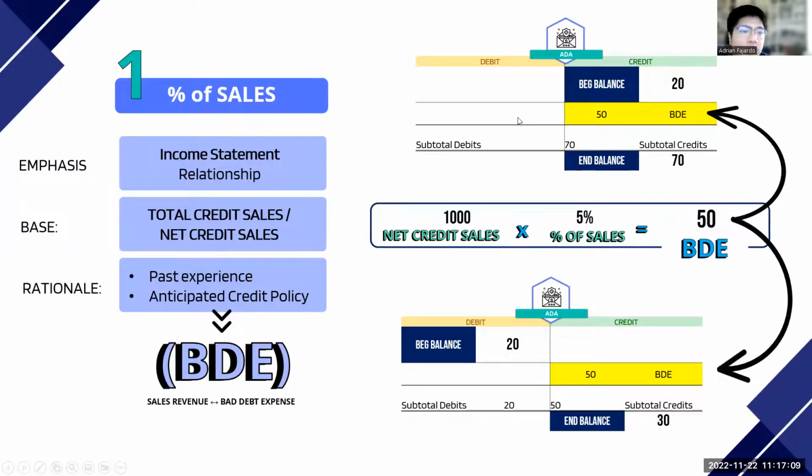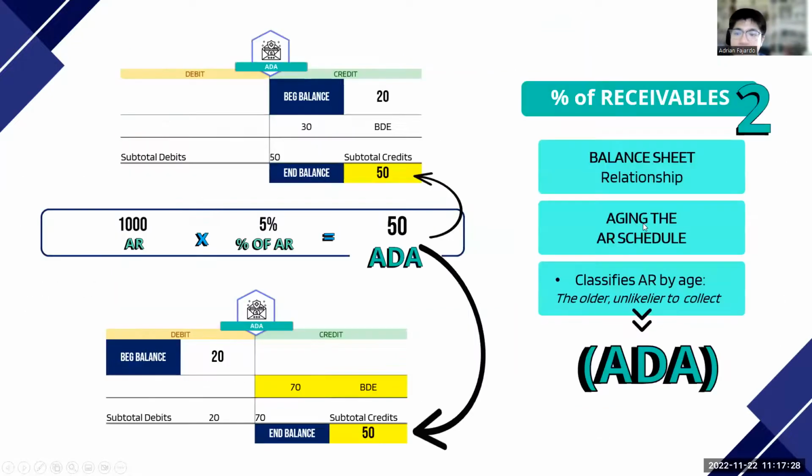So bakit ko binigay yung two scenarios na yung isa debit yung start and yung isa credit? Because as you can see, nag-iba yung ending balance niya. So you have to be careful kung ano yung beginning balance ng ADA nyo before you adjust for your BDE. Right? So that's the first method, percentage of sales.